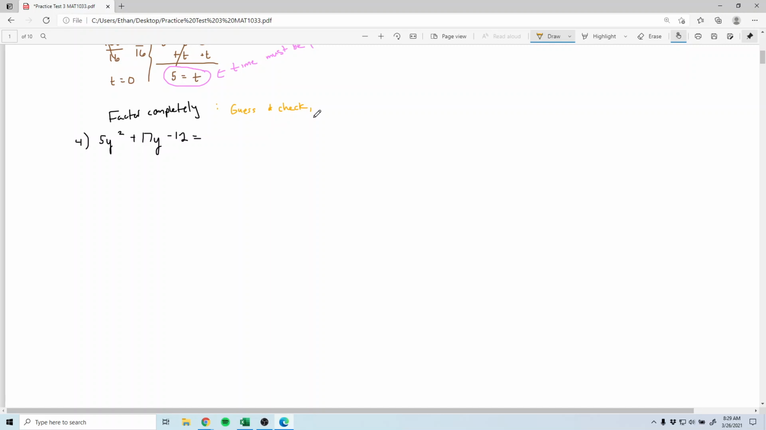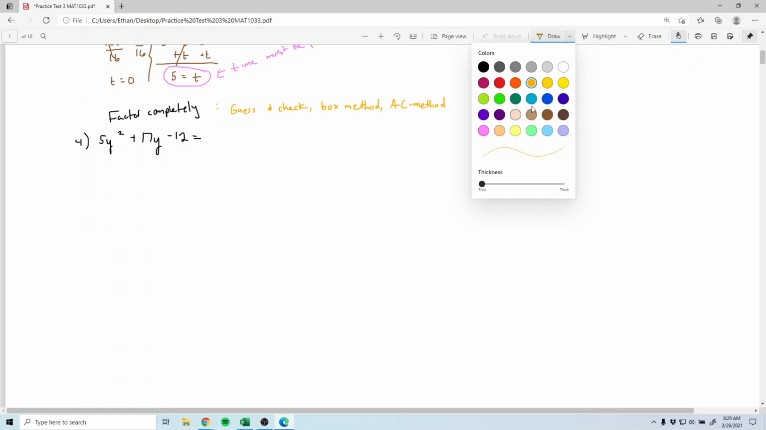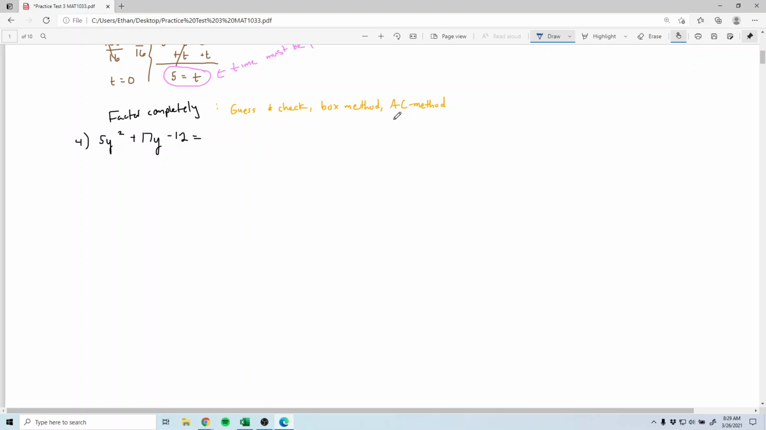Most people like this. I'm not a big fan of it because I don't like guessing and checking because you might be guessing for a long time. You might just not see a combination and then think there's not an answer. There's the box method. And there's the AC method, which is kind of like the box method, but written differently. Most people hate doing the AC method the way I do it because it seems like it makes the problem longer. But if you know how to factor by grouping, it's a way that always works and it's always going to work pretty quickly.